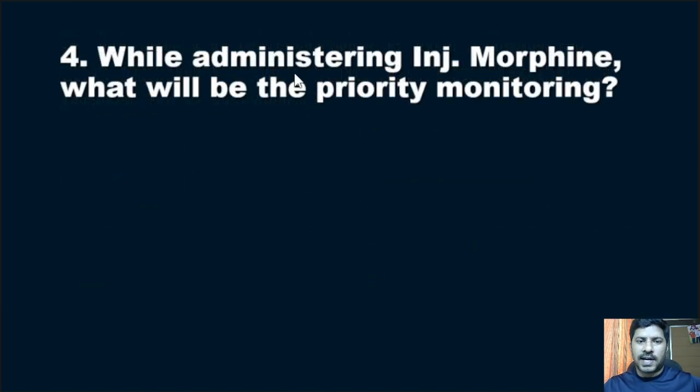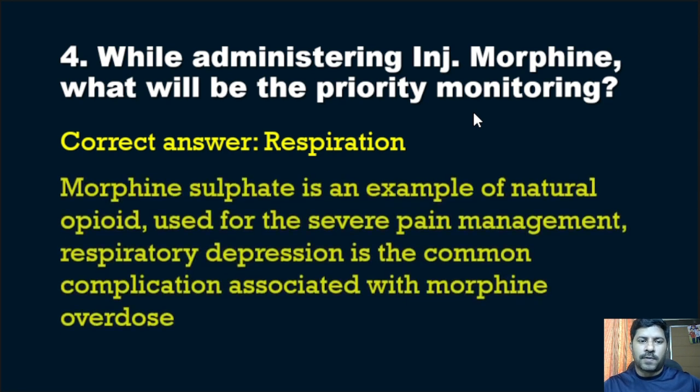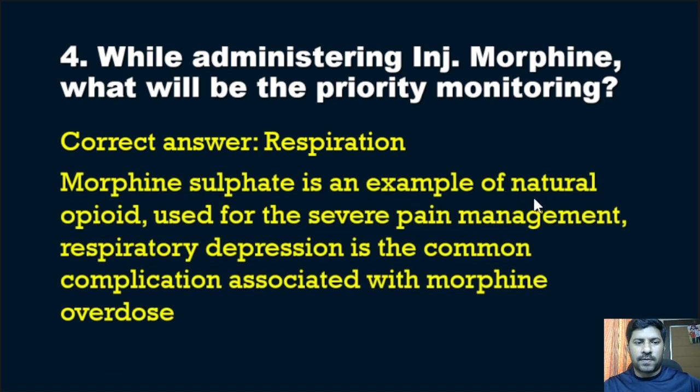Fourth question. While administering injection morphine, what will be the priority monitoring? Correct answer is respiration. Morphine sulfate is an example of a natural opioid used for severe pain management. Respiratory depression is the common complication associated with morphine overdose. So we should monitor the respiratory status.